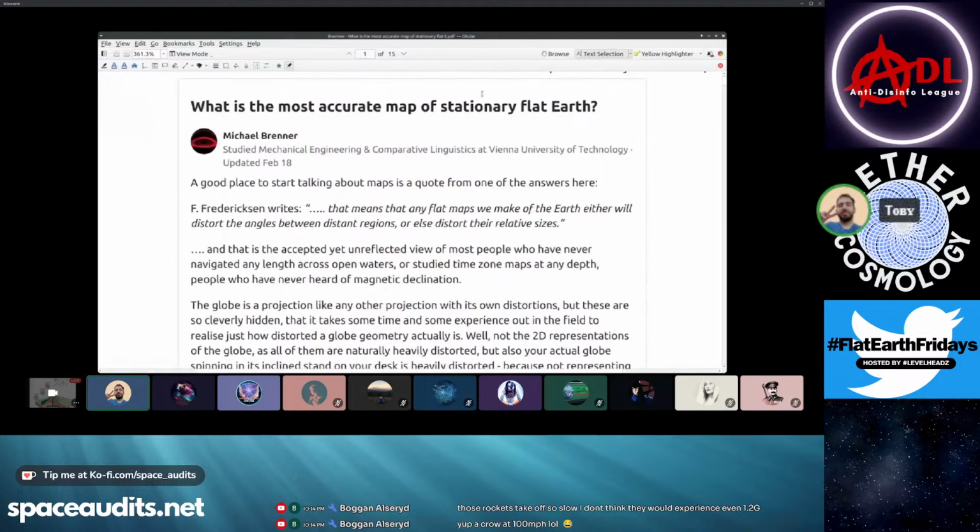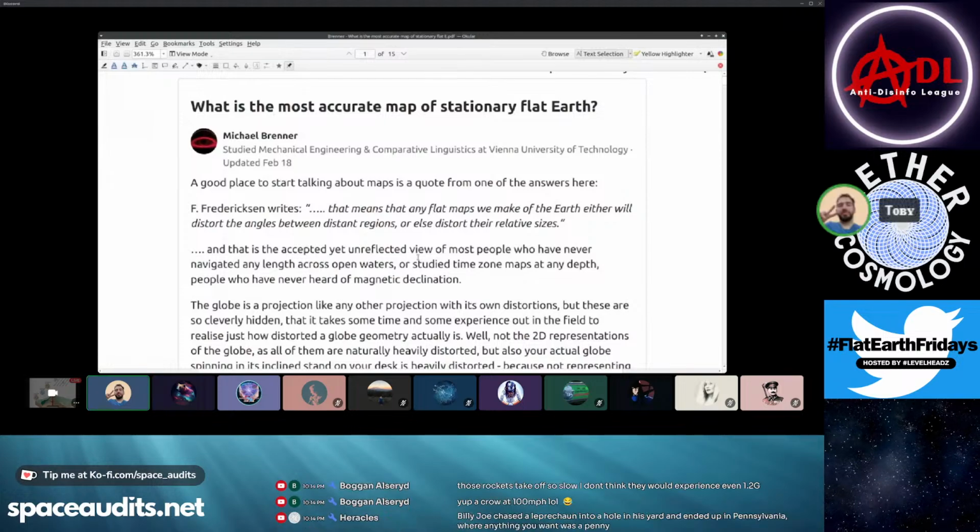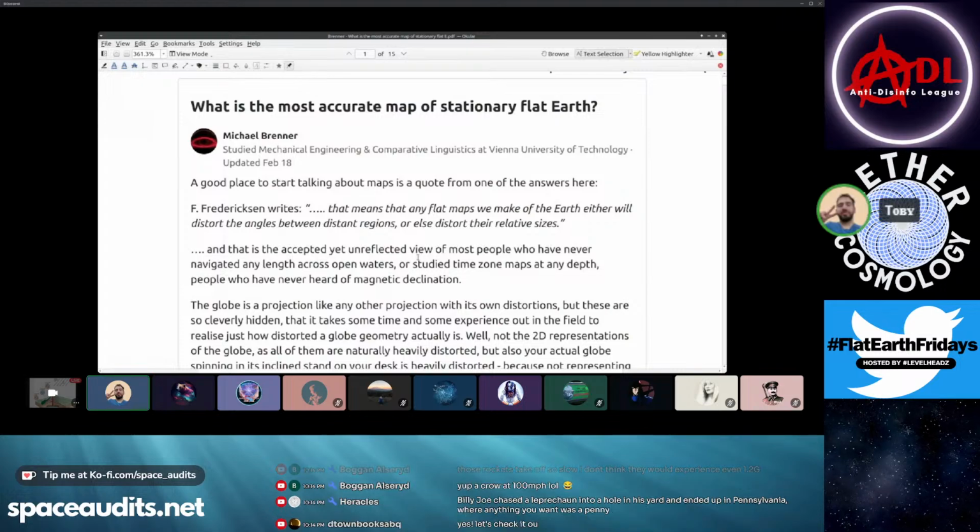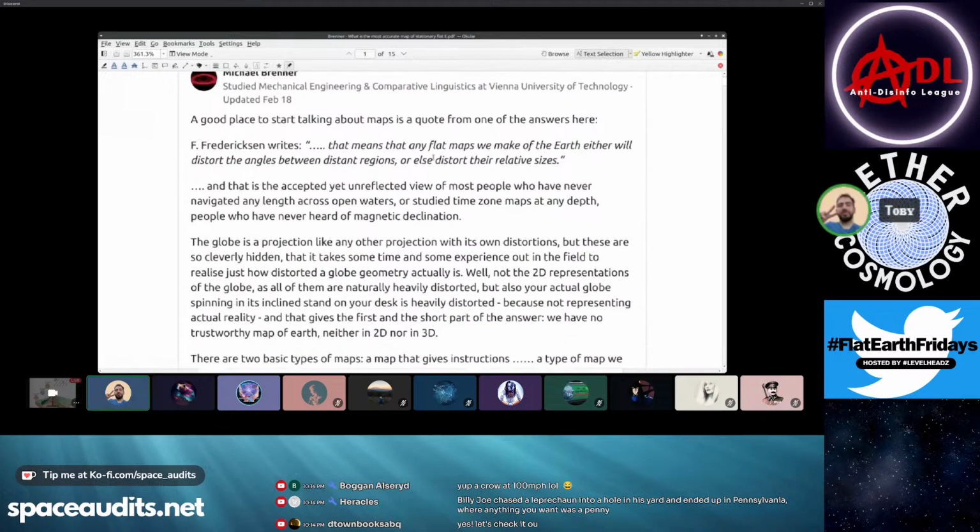What is the most accurate map of the stationary Earth? Stationary flat Earth. A good place to start talking about maps is a quote from one of the answers here. F. Fredrickson writes, that means that any flat maps we make of the Earth either will distort the angles between the distant regions or else distort the relative sizes. And that is the accepted yet unreflected view of most of the people who have never navigated any length across open waters or studied time zone maps at any depth, people who have never heard of magnetic declination.